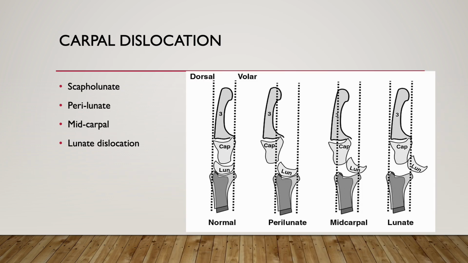Now we have carpal dislocation. Different types of carpal dislocation are seen here. First, we see the normal, all are aligned. Then we have perilunate, as we saw before. Then we have midcarpal, where both the upper part and the lunate have dislocated. Then we have lunate dislocation, which is most severe. This is according to severity: normal, perilunate, midcarpal, lunate.